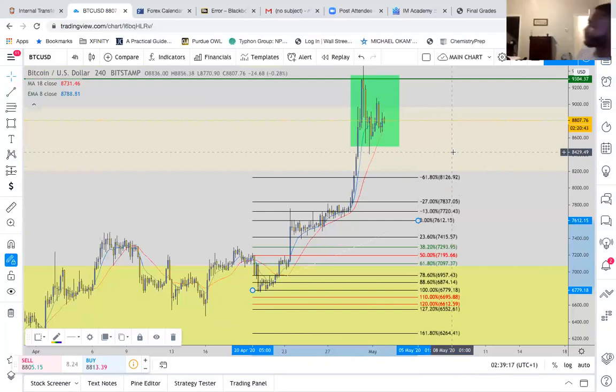You got it? 23.6 doesn't count. 50 is still part of structure. Okay. On a downtrend, anything above 38.2, and on an uptrend, everything below 38.2 counts as structure. But 50% is rare. It's rare you see a retracement to 50%.